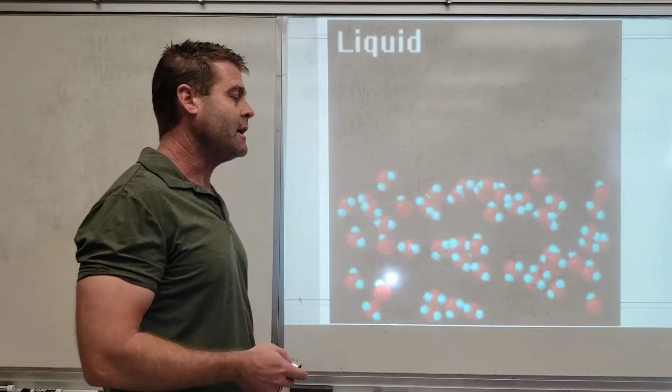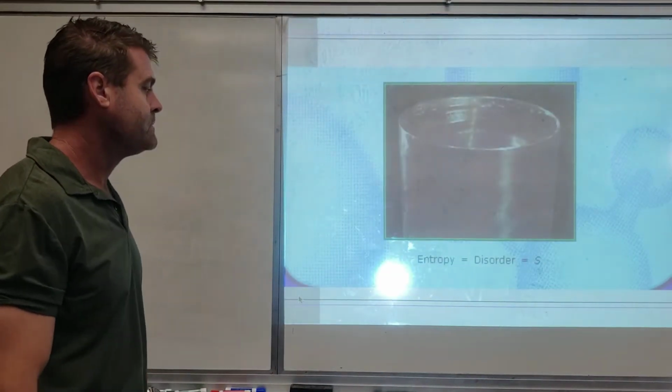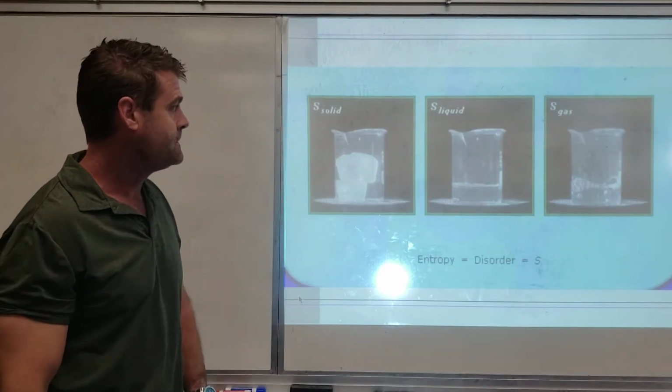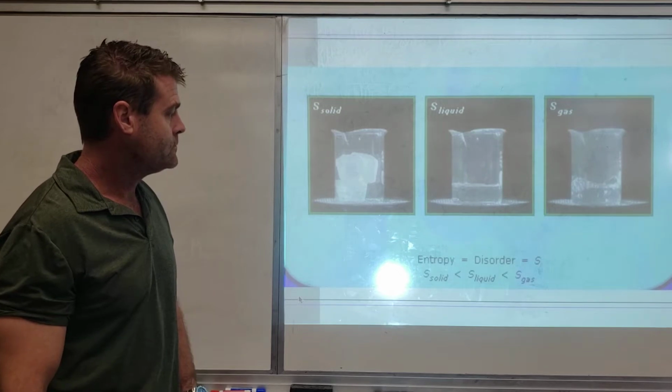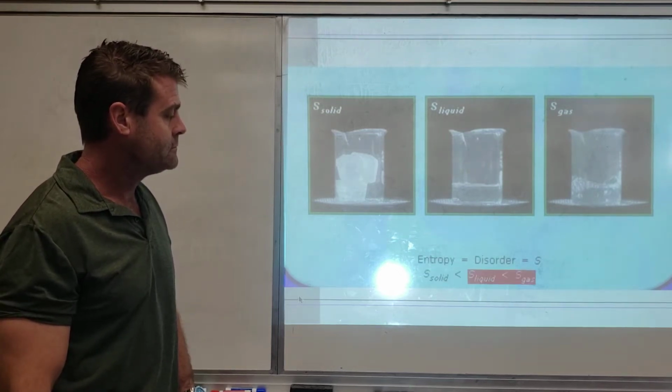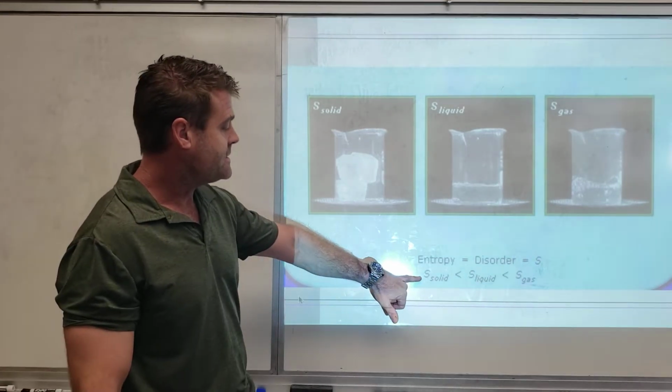In the liquid state, the water molecules are less ordered than they were in the solid state. So we can say that for a substance, the entropy of its solid state is less than its liquid state, which in turn is less than its gaseous state. Do you see what we're saying here?